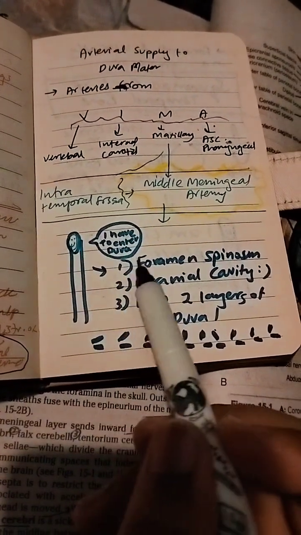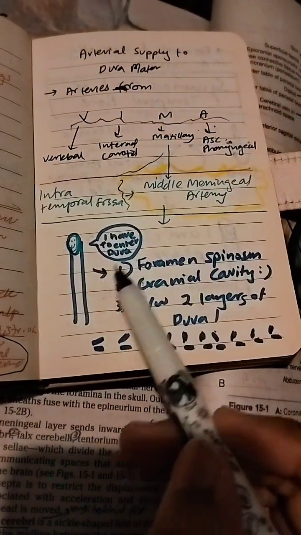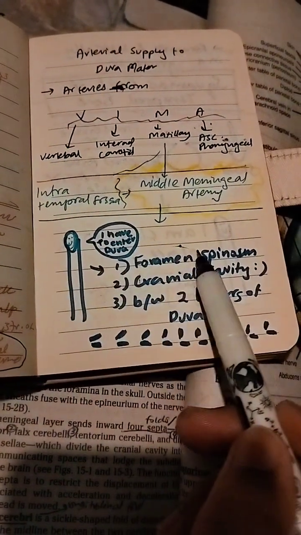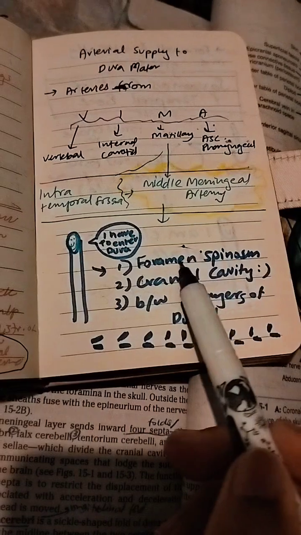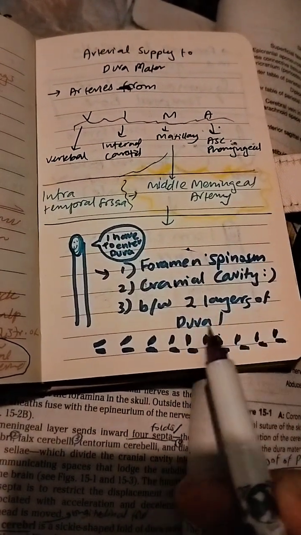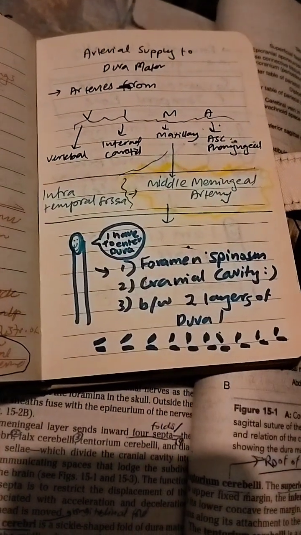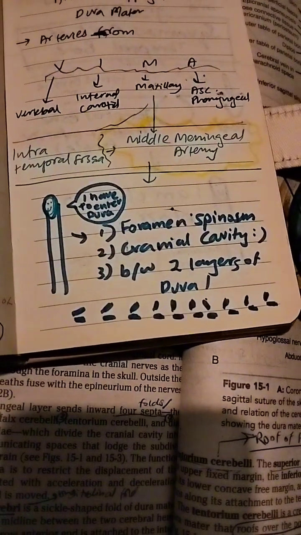So she has to enter the dura mater. What is she going to do? Let's help her. First of all, she has to enter the foramen spinosum. And from the foramen spinosum, she's going to enter the cranial cavity. Now she is going to be present between the two layers of the dura mater, namely the endosteal layer and the meningeal layer. But she has to go someplace else.